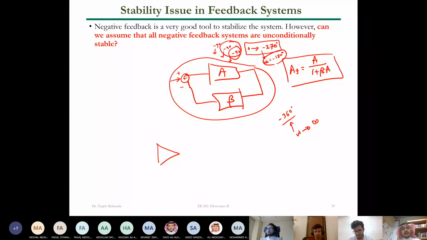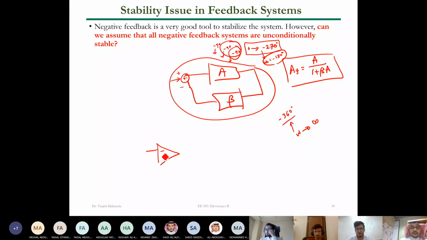And we'll study that in the 5th topic of the EE303. But in general, if you have filters, if you have amplifiers, if you have a general feedback system, not an oscillator, we are targeting a stable system.